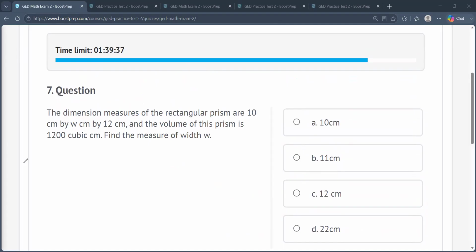Question 7. The dimensions of a rectangular prism are 10 centimeters by, what does the W stand for? Oh, we don't know this length, so they call it W. So it's 10 by W by 12 centimeters, and the volume of the prism is 1200 cubic centimeters. Find the measure of the width. So we've got to figure out this unknown value.